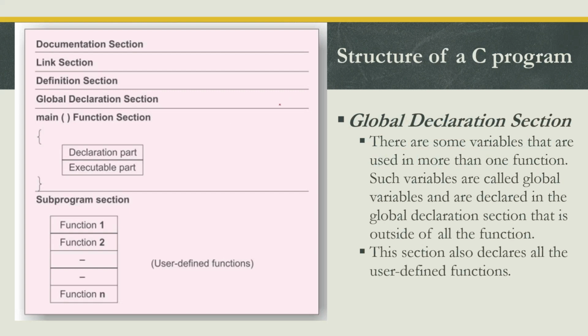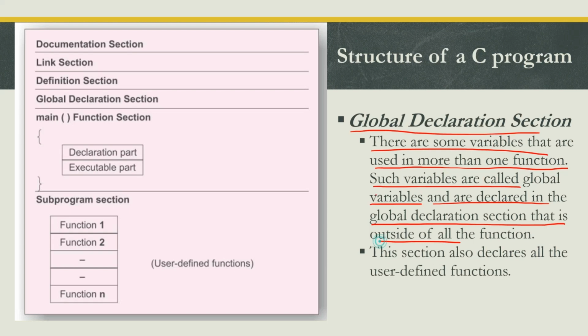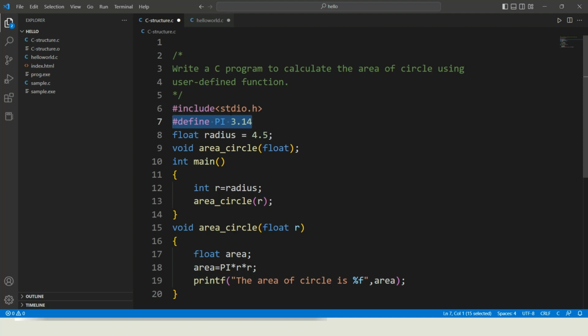Then our next section is the global declaration section. There are some variables that are used in more than one function. Such variables are called global variables and are declared in the global declaration section, that is, outside of all the functions. Let me show you with an example. This is radius. I have declared one variable radius whose type is float, and I want to use this radius variable in more than one function, so I have to declare and initialize this variable in the global declaration section.